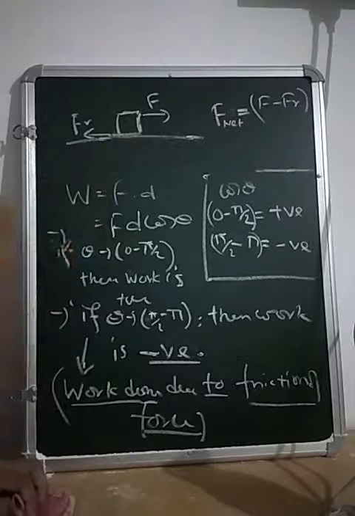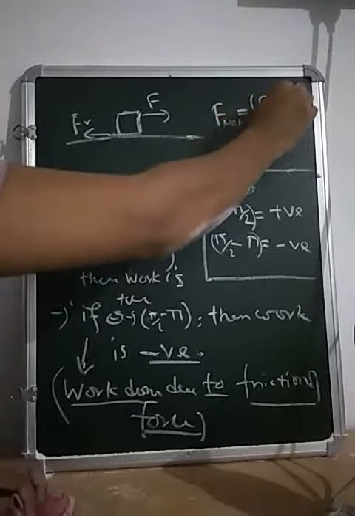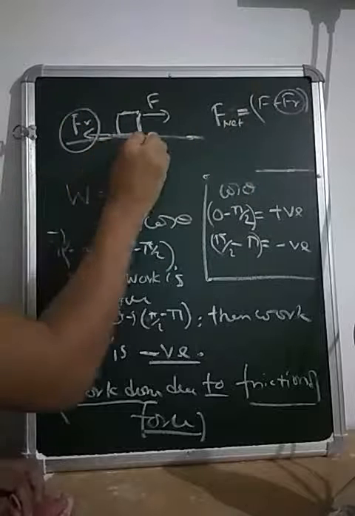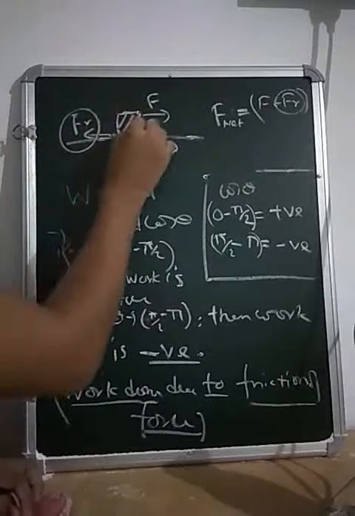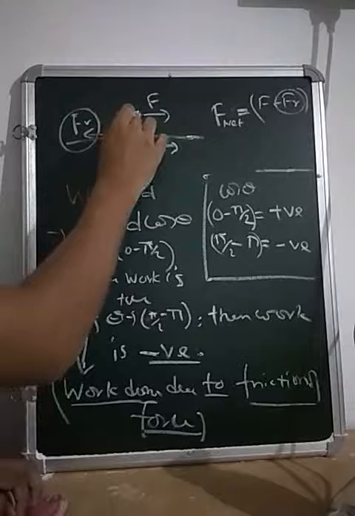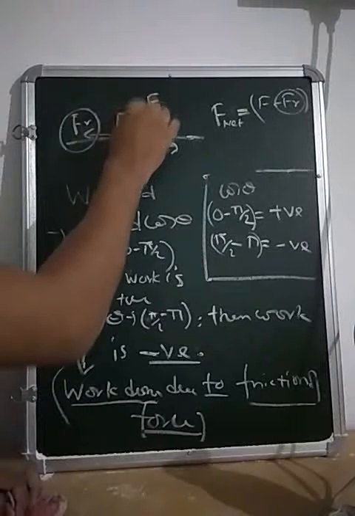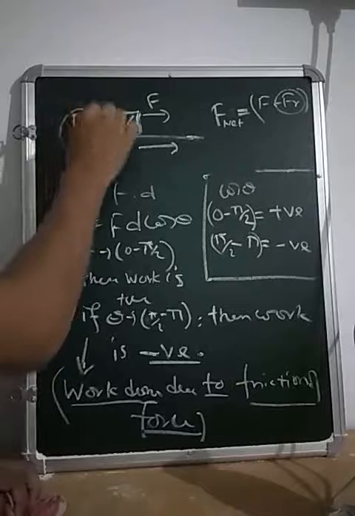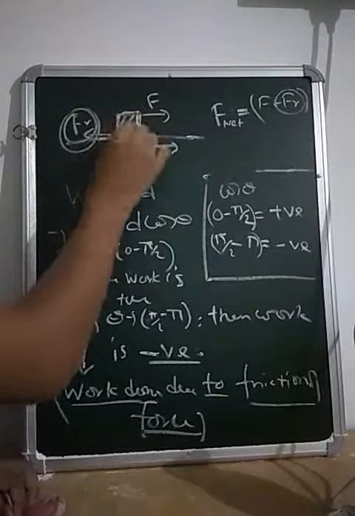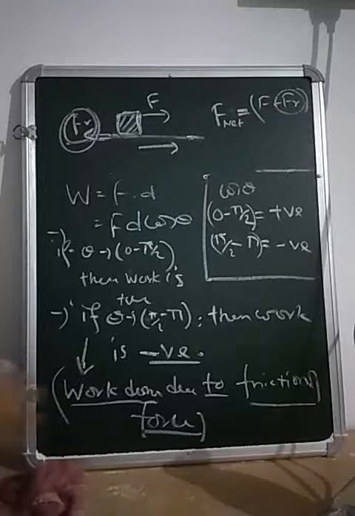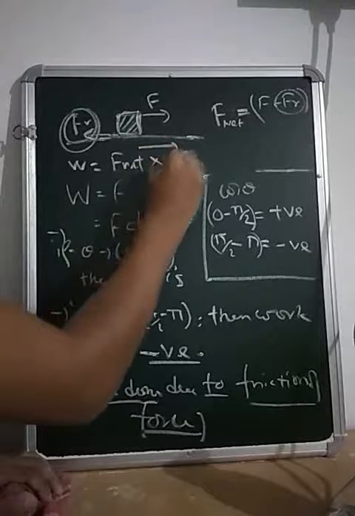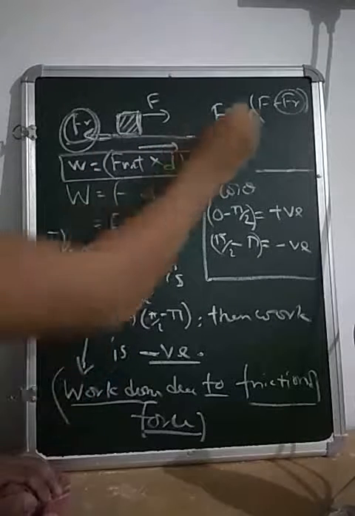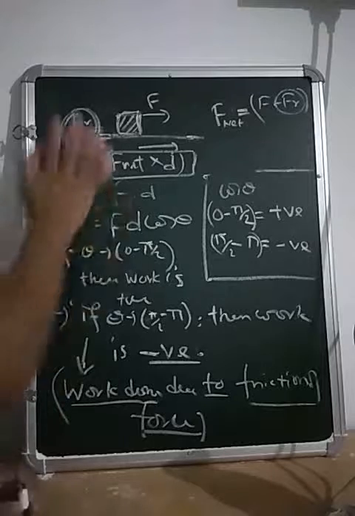So in such cases, this F1, the minus F1, is the negative work. It opposes the direction of motion of this object. This frictional force opposes the motion of this object, so this is called negative work. And in these cases, work done will be F net into displacement, and F net is F minus F1. So this is all about the work.